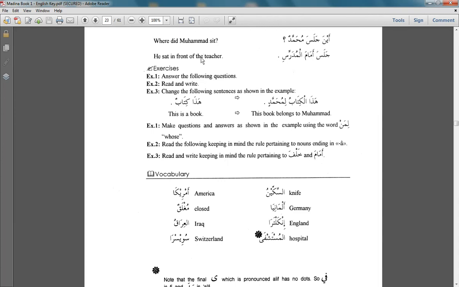We have the instructions for the exercises here, followed by new vocabulary. As-sikinu, knife. America, America. Almania, Germany. Mughlaqun, closed. Inglaterra, England. Al-Iraq, Iraq. Al-Mustashfa, hospital. And Switzerland, Switzerland.